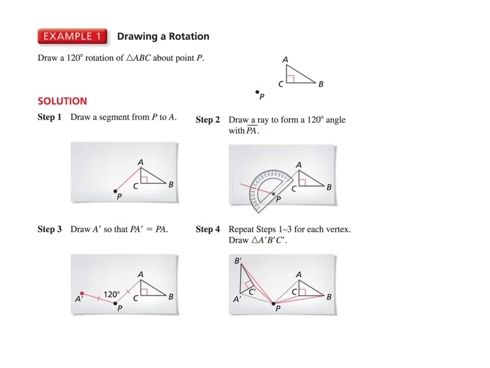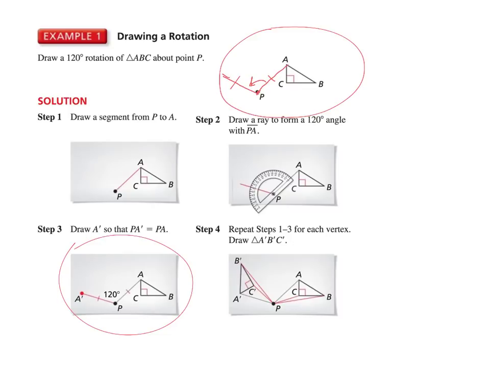For example 1, drawing a rotation. Here they give us the figure. Here's our center of rotation. You're going to draw a segment to a point on the triangle and rotate that segment 120 degrees. So here's my rotation. You want to make sure the segments have the same length as you see here.